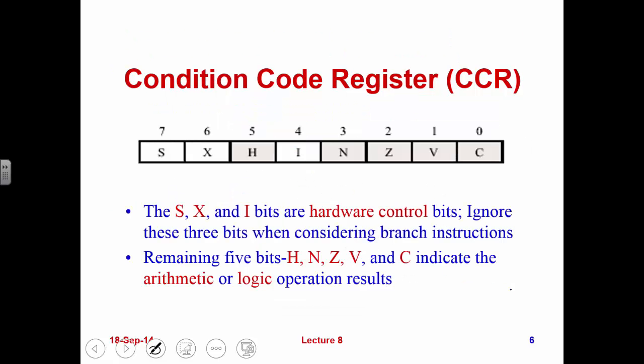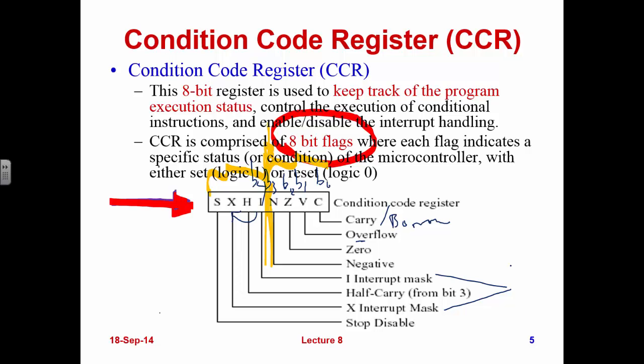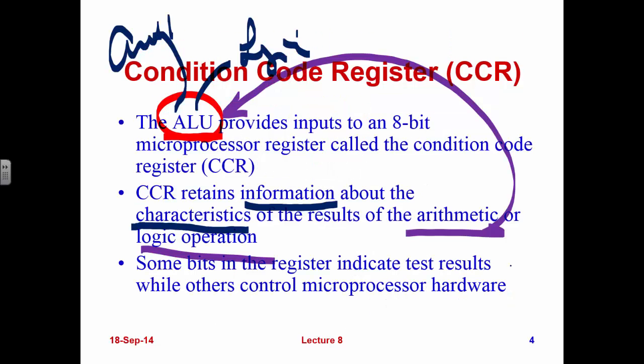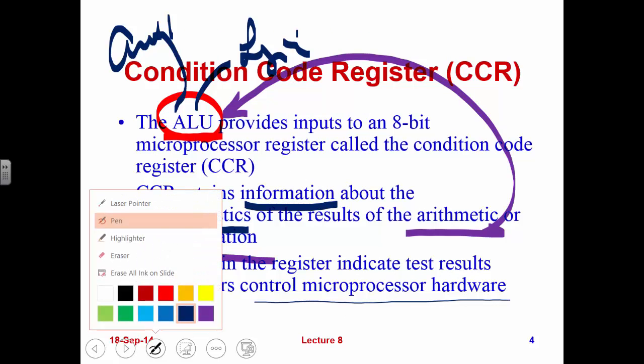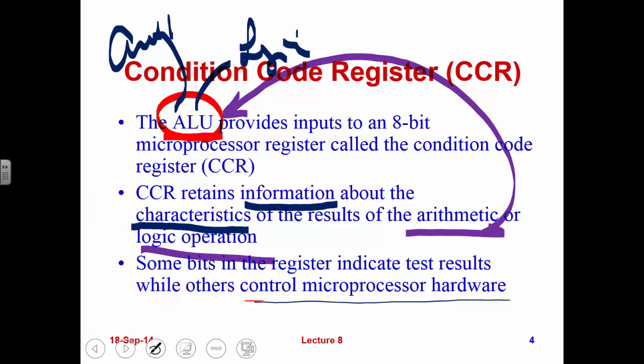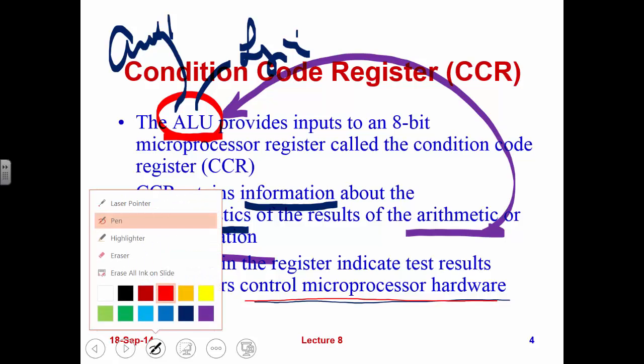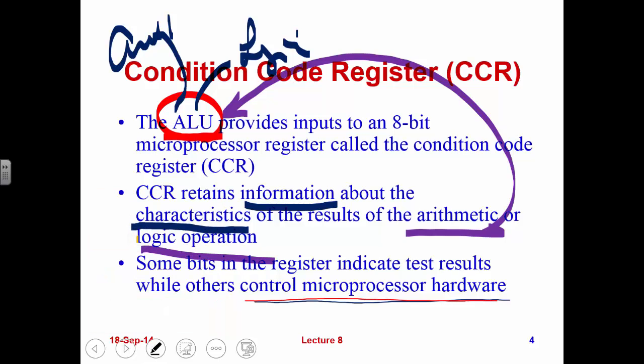So here I put all the 8 bits of the CCR together to show you which bits indicate the result of an arithmetic or logical operation, and which bits are used to configure hardware. Here I mention some bits that control the hardware processor. They control the hardware operation.